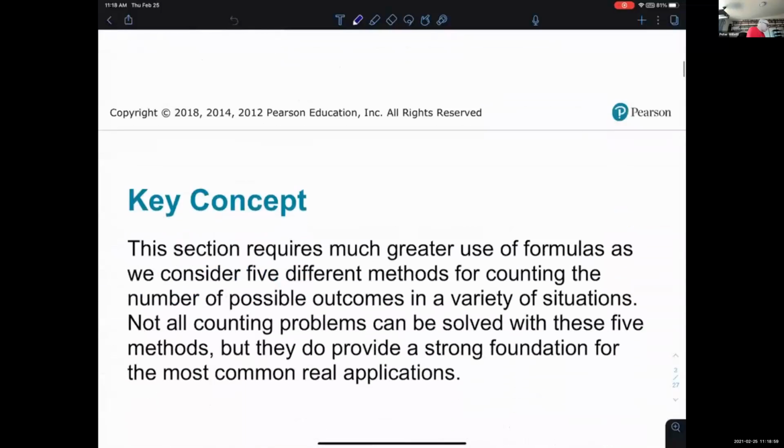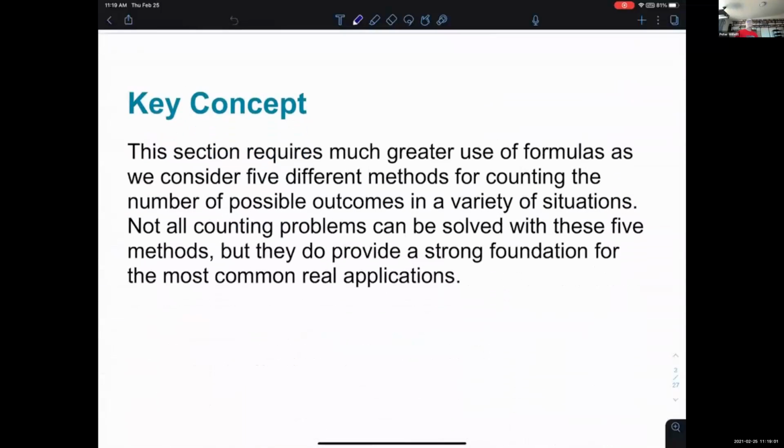So what does that mean as a key concept? This section requires much greater use of formulas as we consider 5 different methods for counting the number of possible outcomes in a variety of situations. Not all counting problems can be solved with these 5 methods, but they do provide a strong foundation for the most common real applications.